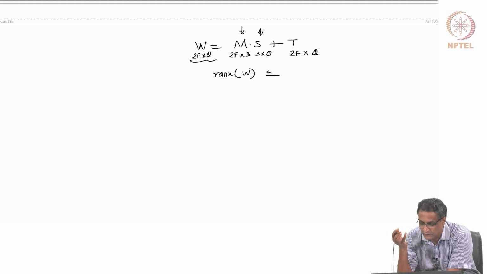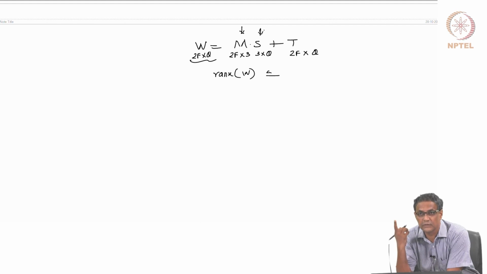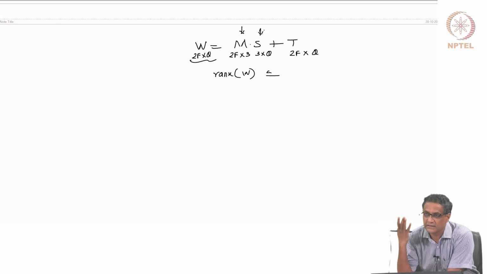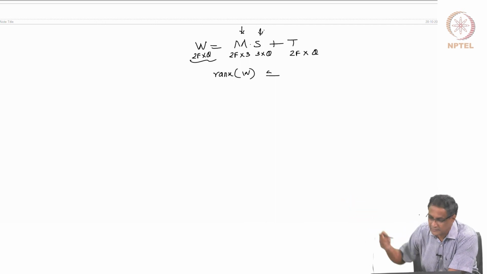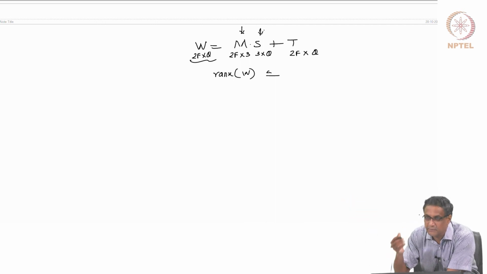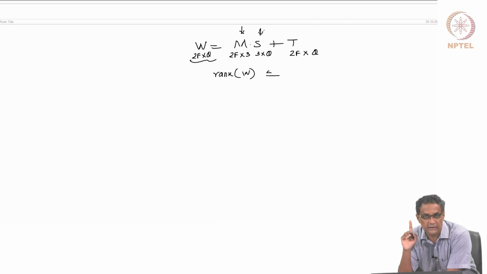Okay, so we don't know. The rank of S is less than or equal to 3, and the rank of M is less than or equal to 3, but which one is smaller we do not know. And T has rank 1. It was the same column getting repeated, no? Can you not recollect? T1, T1, T1, T1, T2, T2, T2. It was just the same column getting repeated. So the rank of T is less than or equal to 1.